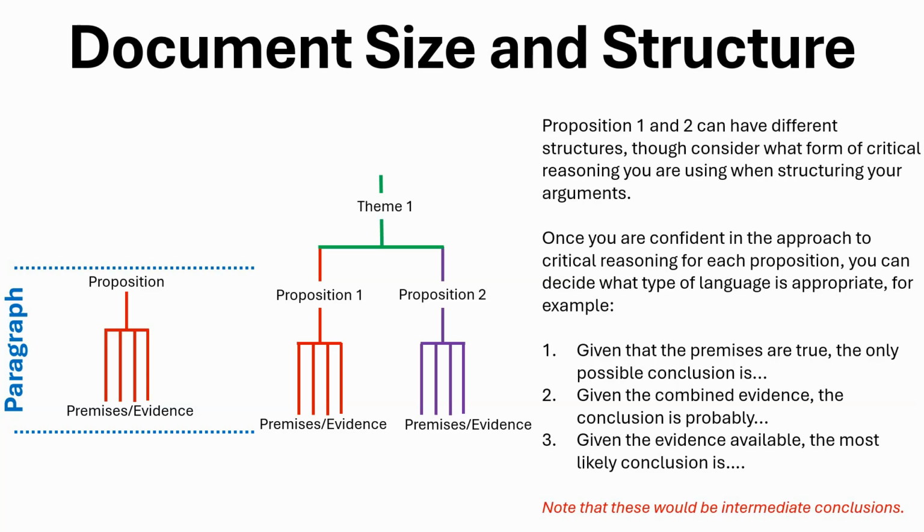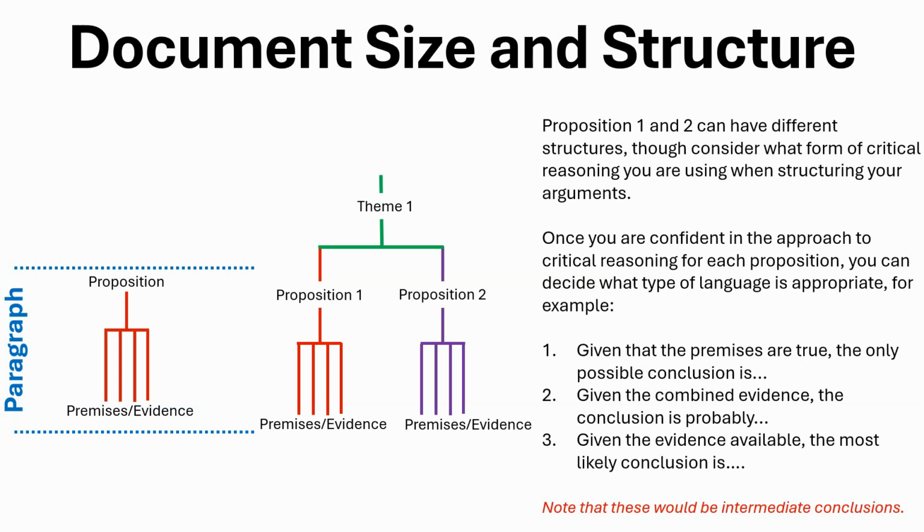You may find that there is a range of evidence that's directly linked to what you're talking about but doesn't have that same strength. It is possible, although maybe unlikely, that different conclusions could be drawn, in which case you need to change the language. You would say, given the combined evidence available, the conclusion is probably. This is a very inductive style of critical reasoning.